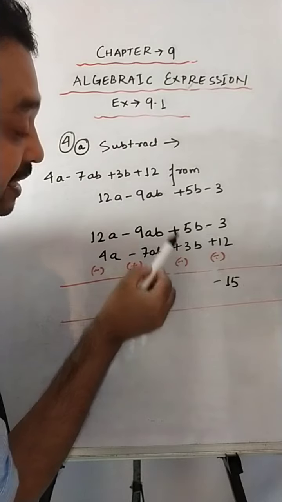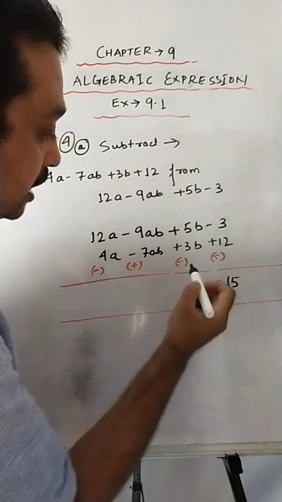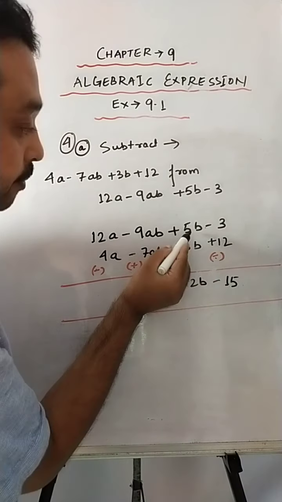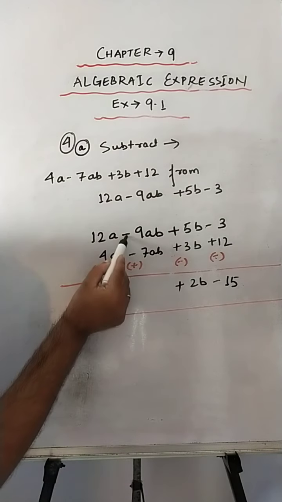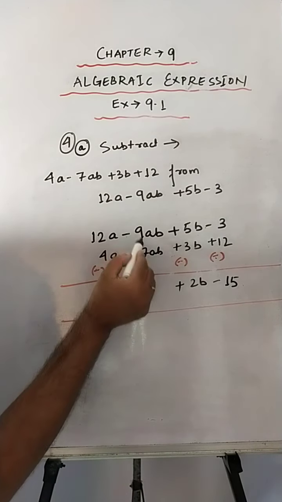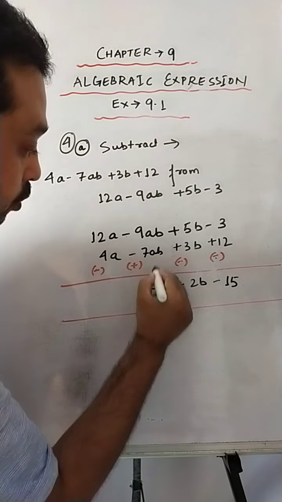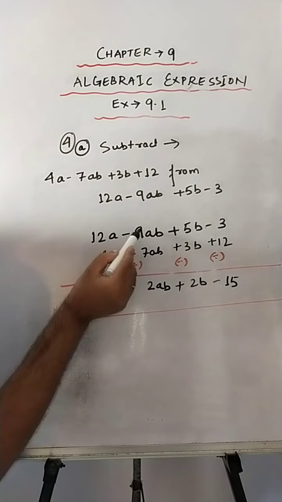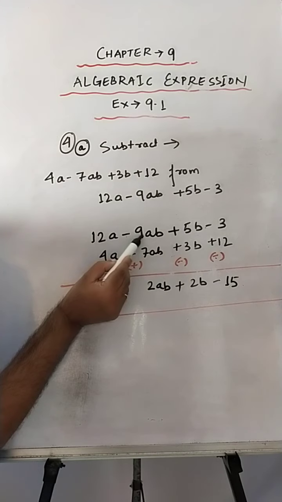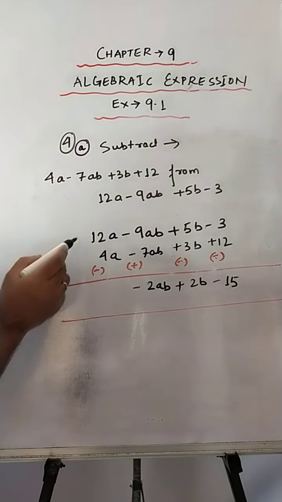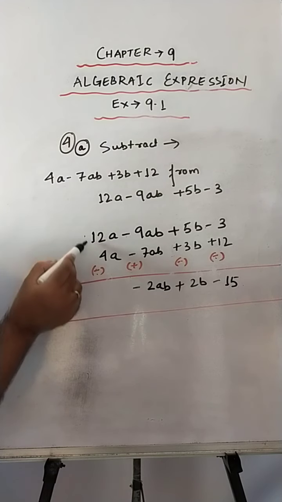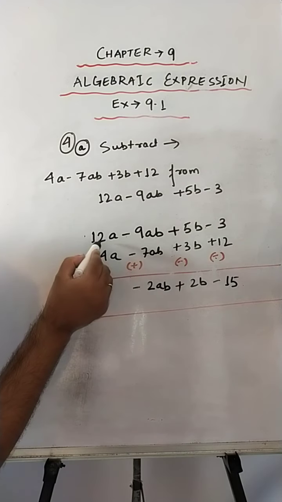That is, plus minus is minus. 5 minus 3 is 2b. Find which number is greater? 5. It is having plus sign, so we'll put plus sign. Now minus plus minus, 9 minus 7 is 2, 2ab, write the variable also. Now see which number is greater? 9. 9 is having what sign? Minus, so we'll put minus sign. Very, very easy, students.